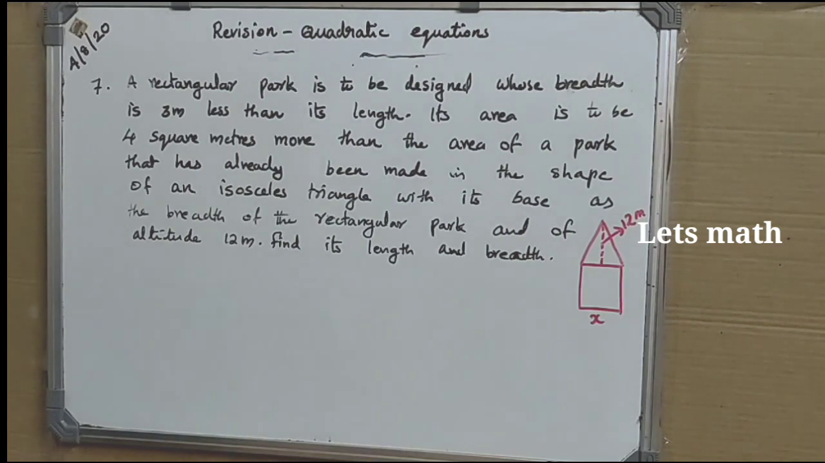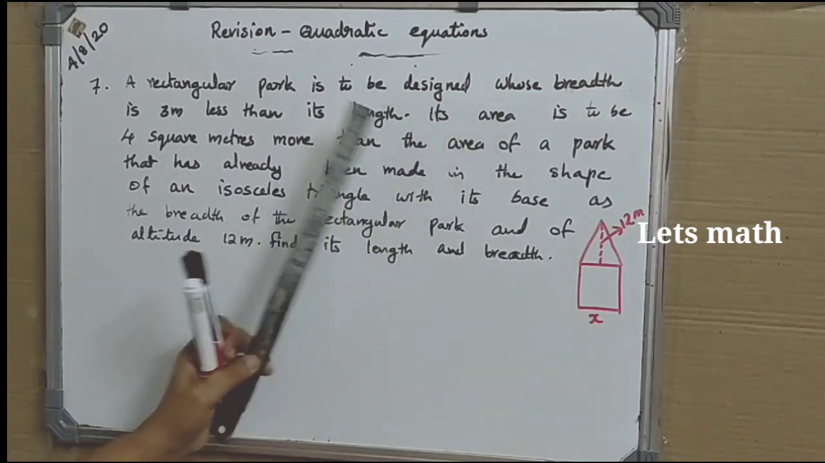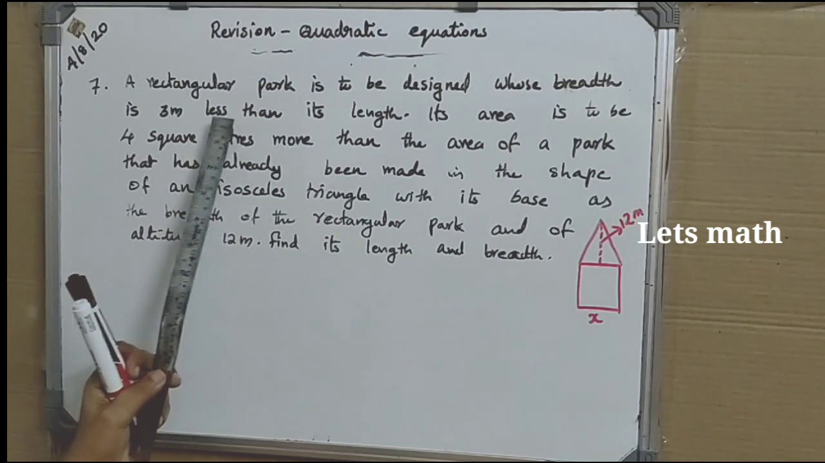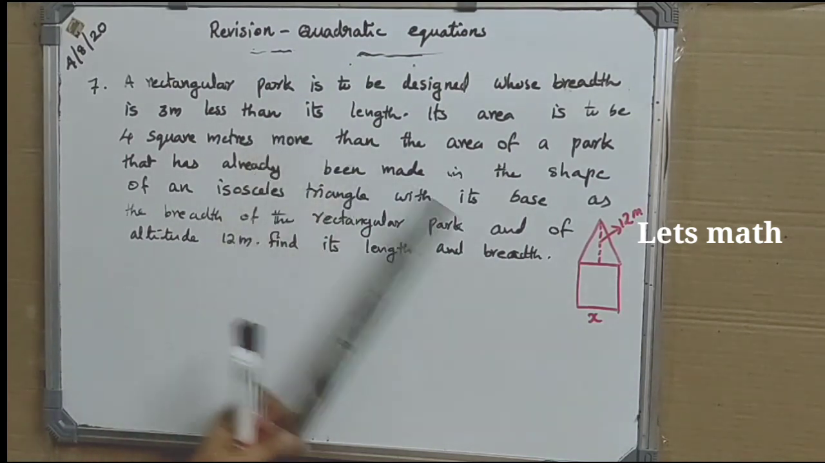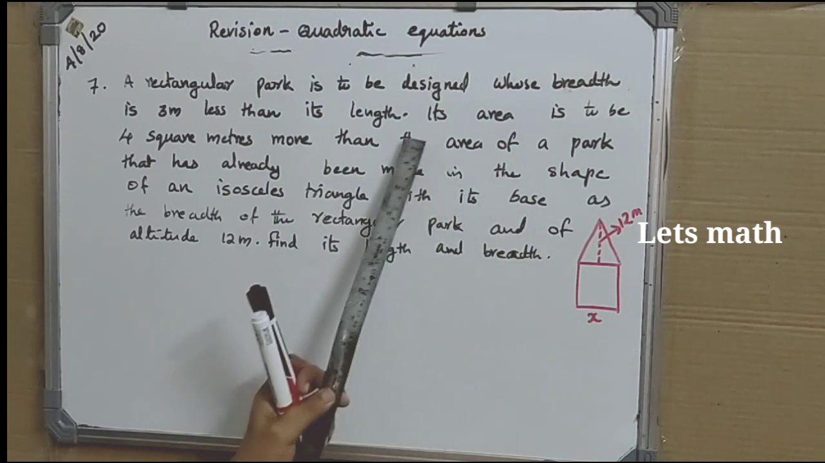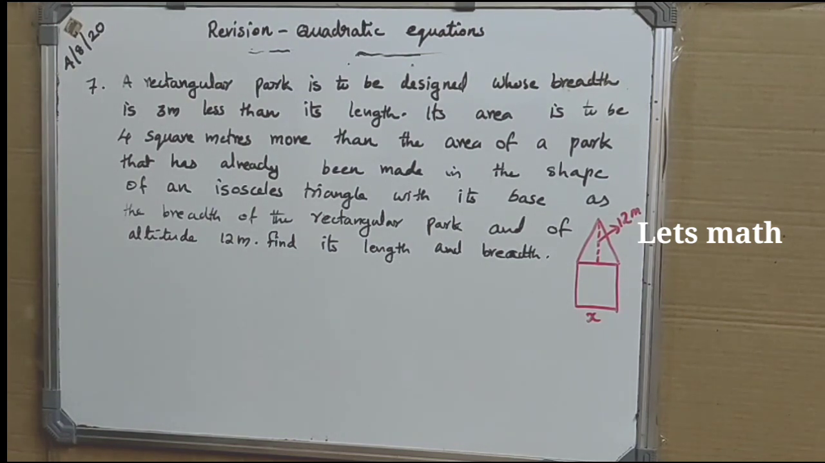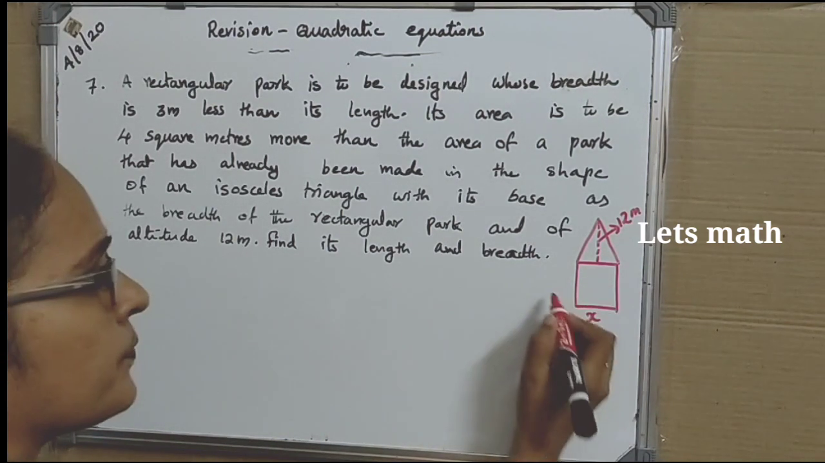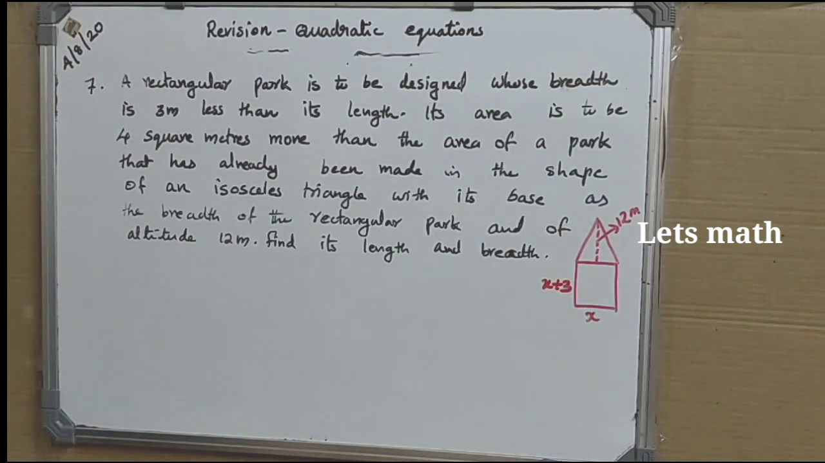So here what is given? A rectangular park, whose breadth is 3 meters less than its length. That means length is more than the breadth. So suppose the breadth is x, what will be its length? Length can be taken as x plus 3. So length is x plus 3 and breadth is x.